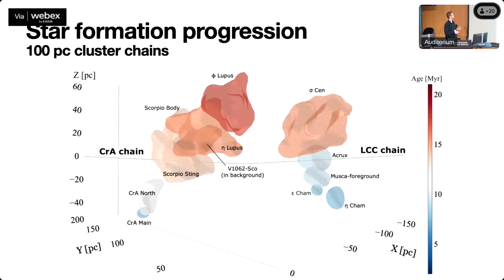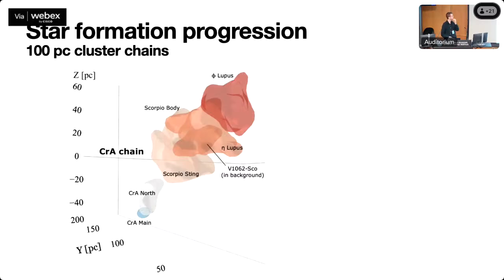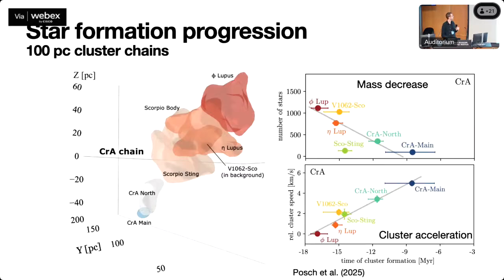If you look at this picture at once, we see these very nice cluster chains emerging, which are 100 parsecs long. And I want to focus on this one chain today, giving you an impression of how this chain looks. We have a chain of old stars on the top here. And if you progress down this chain, we see that we lose mass as a function of age. And if you look at the velocity differences, if you sit in this cluster here, you have some kind of acceleration away from this initial cluster.